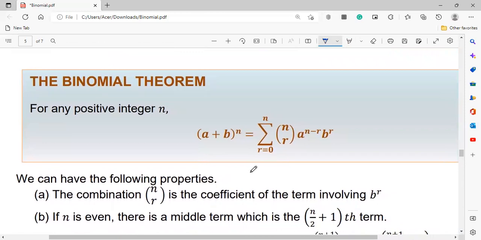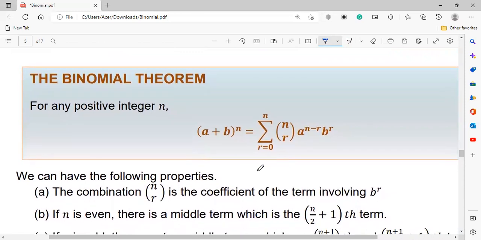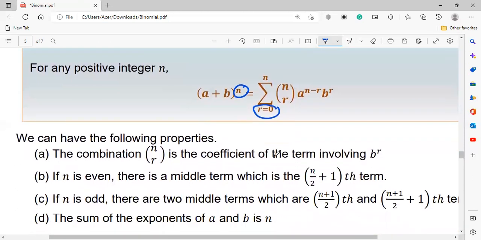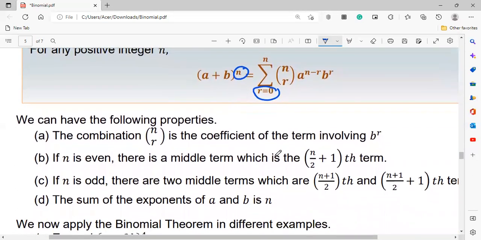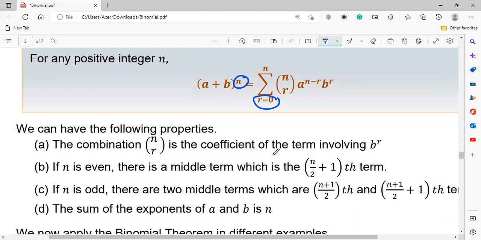So we now have the binomial theorem. For any positive integer n, that is the exponent, it is a summation of n taken r times a raised to n minus r times b raised to r from 0 to n. Take note, you start from 0 to n in the substitution for r. We can have the following properties. First, the combination of n taken r is the coefficient of the term involving b raised to r. Okay, yan yung binomial coefficient.